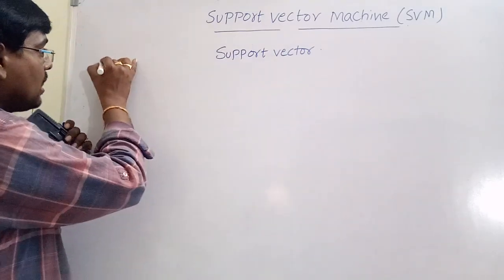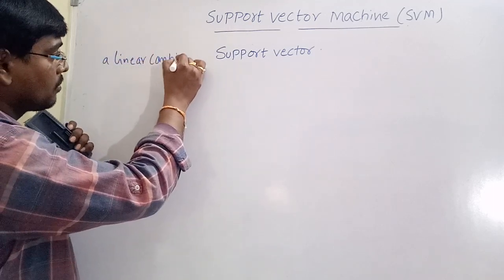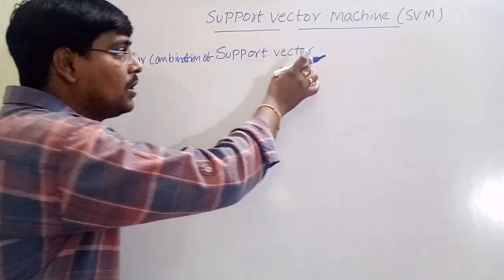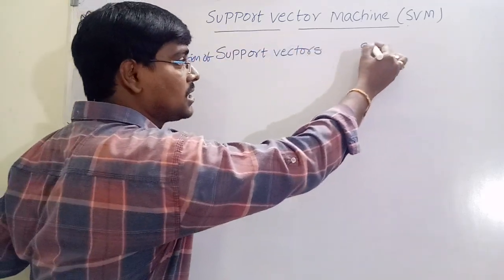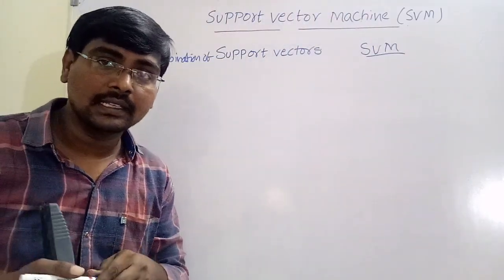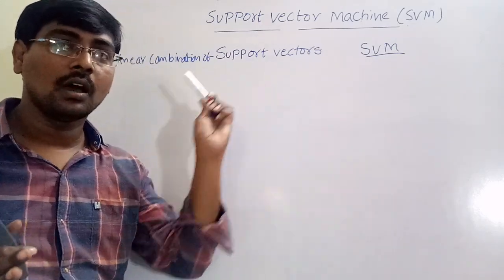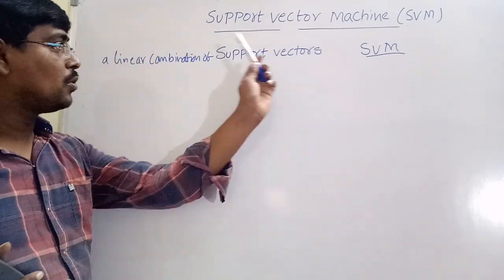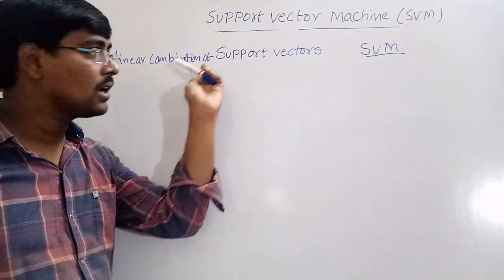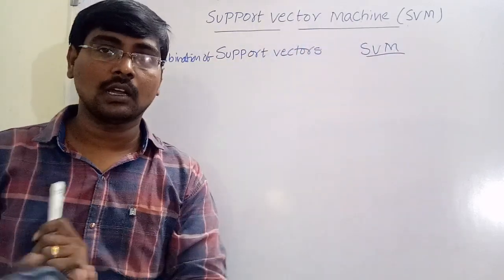A linear combination of support vectors is called a support vector machine. The training examples nearest to the decision boundary, that is simply the margins, are called support vectors. A linear combination of these support vectors is called a support vector machine.